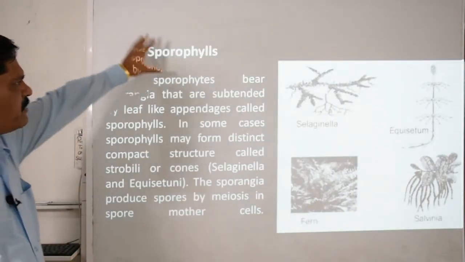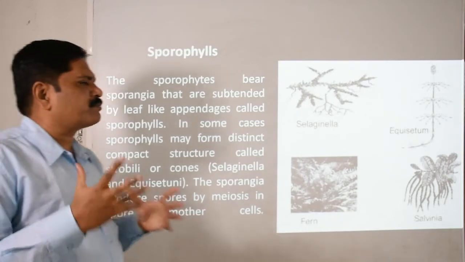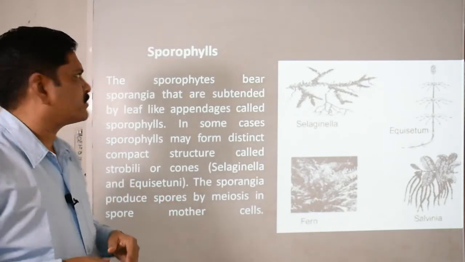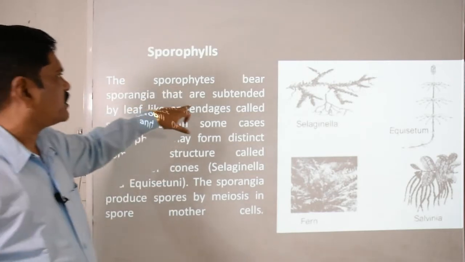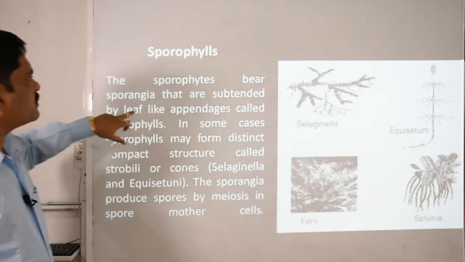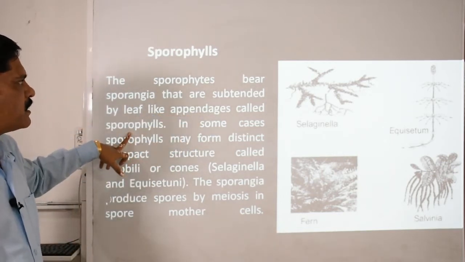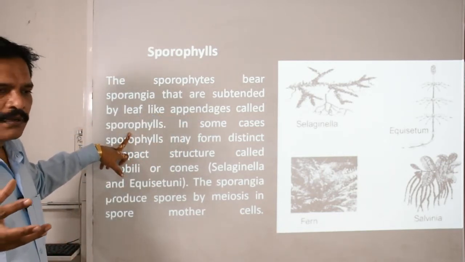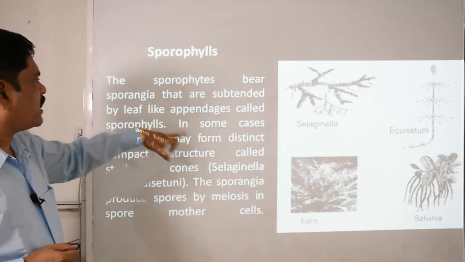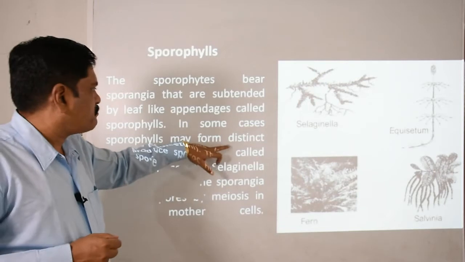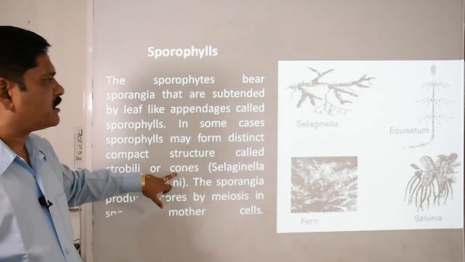Now we talk about the sporophylls. What are the sporophylls? Who is responsible for performing photosynthesis in this one? The sporophytes bear the sporangia that are subtended by leaf-like appendages called sporophylls. Clear? Here, for asexual reproduction, they are used to produce spores. In some cases, sporophylls may form distinct compact structures called strobili or cones.